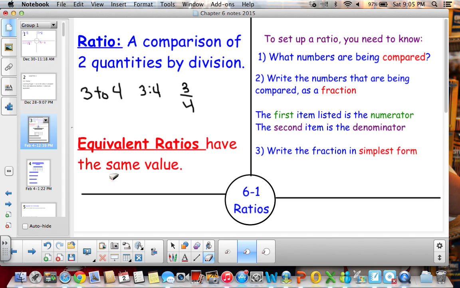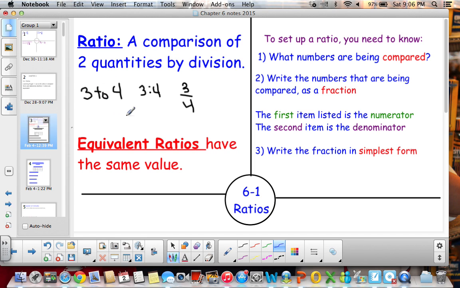So a ratio is a comparison of two quantities by division. This is a word that you will want to write in your notebook. Ratio, and then write the definition: a comparison of two quantities by division, which means you have two items, two things, two quantities, and we compare them by dividing.